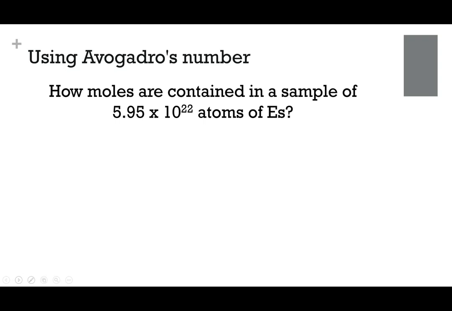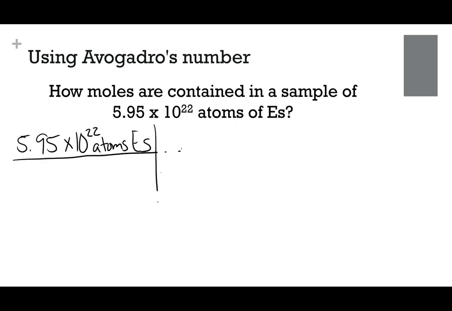All right, so dimensional analysis problem. What's the very first thing that we always do for every dimensional analysis problem? Write down the measurement that was taken. So 5.95 times 10 to the 22nd atoms of Einsteinium. Dimensional analysis, let the units guide our problem. So what unit is going to go on the bottom or diagonal? Atoms of Einsteinium. And what unit are we interested in? We're interested in the moles. So moles of Einsteinium.